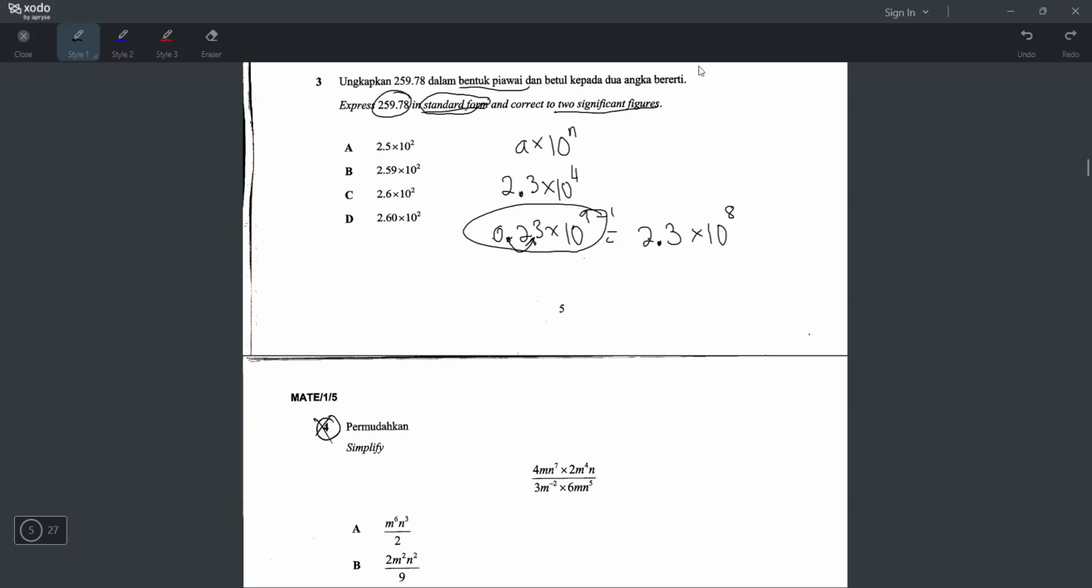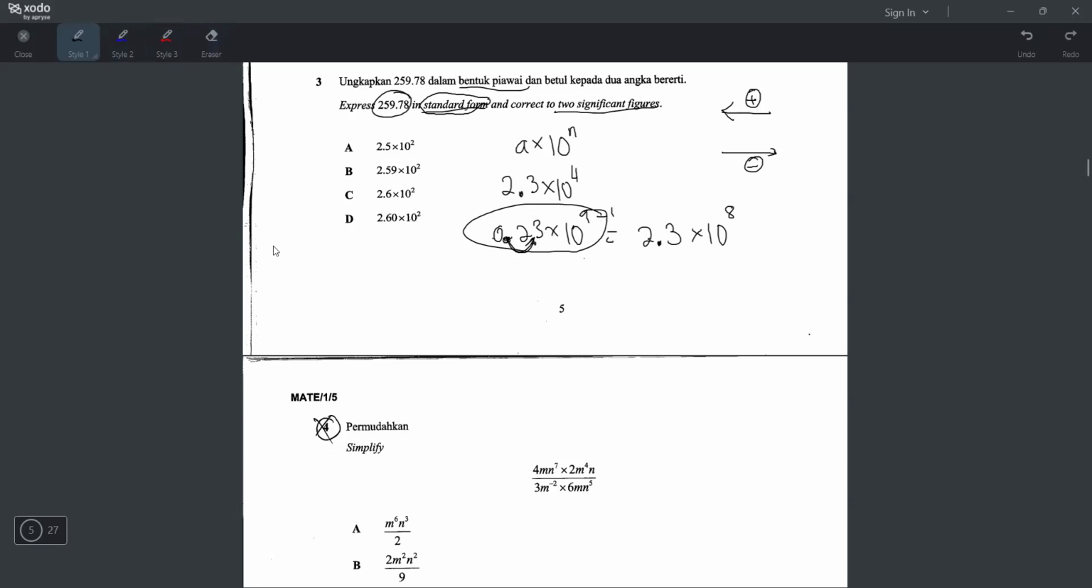Okay. So remember, when you move to the left, the power you need to plus. But if you move to the right, the power you have to minus. This is what you need to know before you do this question. So I repeat, when you want to move your decimal to the right, then your power have to minus 1. If you move 2 times, you minus 2. But if you move to the left, you plus, right? Okay, now let's attempt to solve this question.